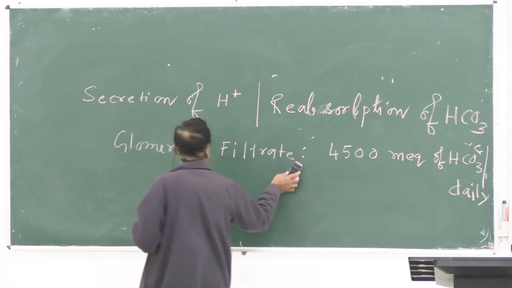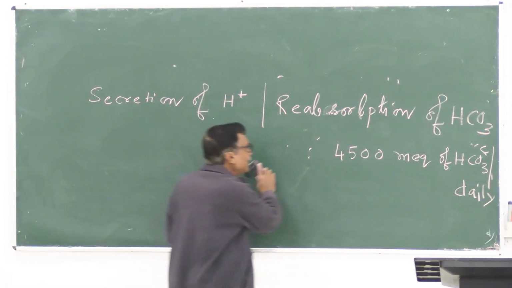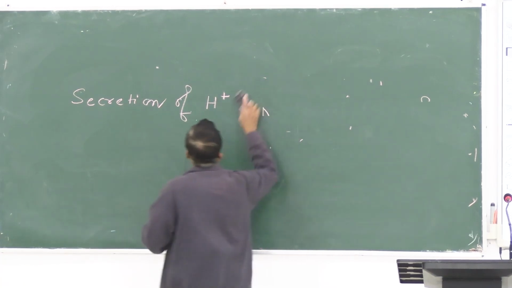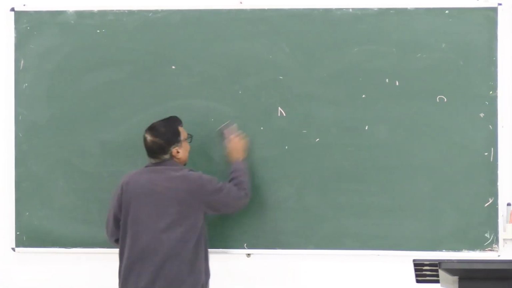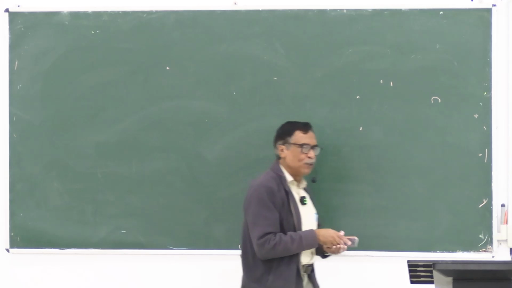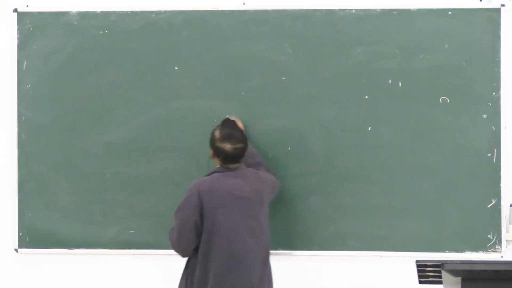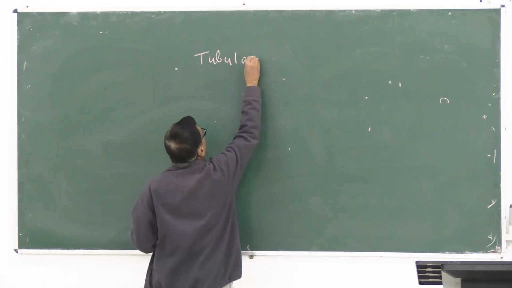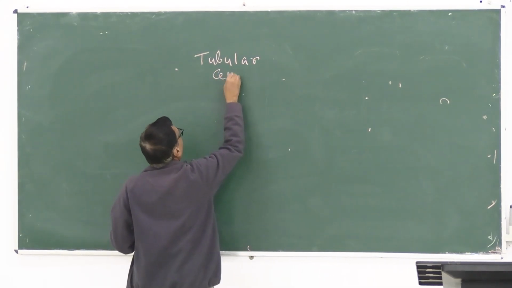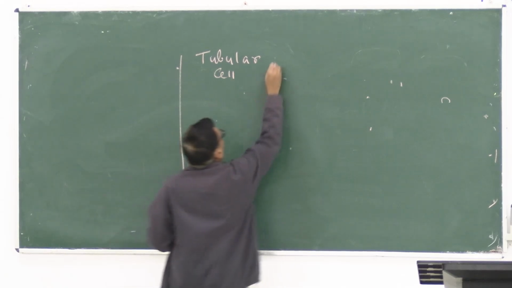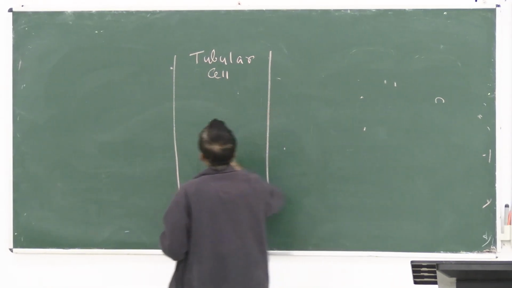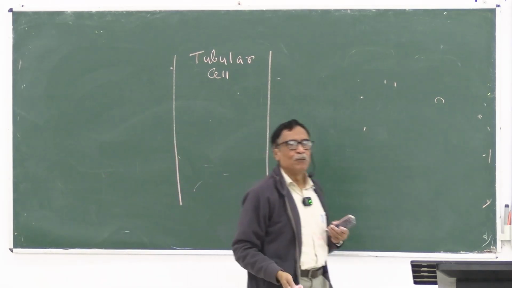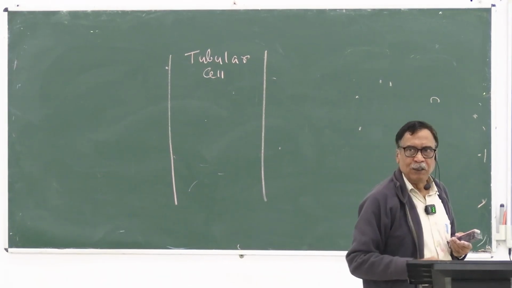So how bicarbonate that is appearing in the glomerular filtrate or the tubules goes to the blood? There are three components. You know the tubular cell, that is renal tubular cell, one component. এখানে টিবুলার সেল থাকবে অনেকগুলো টিবুলার সেল থাকবে, and by the side of the tubular cell, one side will be the lumen, tubular lumen.